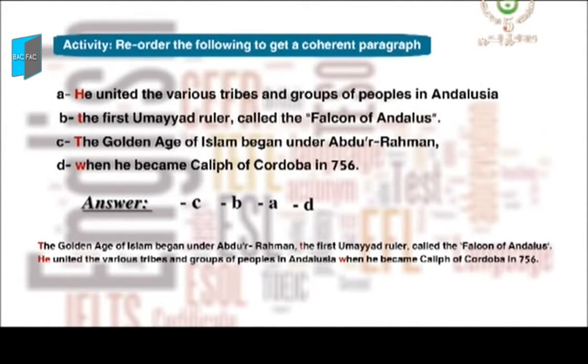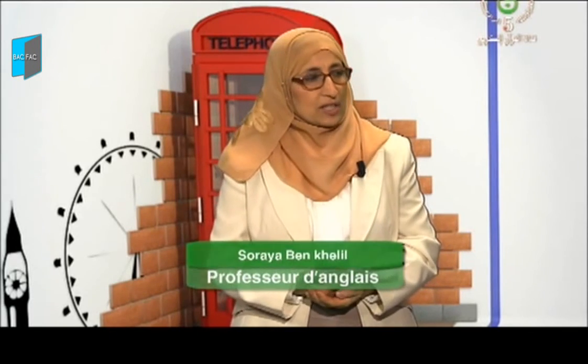Let's correct it. Which one is the first sentence? Good. The first sentence is C. The golden age of Islam began under Abdurrahman, then it's followed by B, the first Umayyad ruler called the Falcon of Andalus. The next sentence, he united the various tribes and groups of peoples in Andalusia. And the last one, when he became Caliph of Cordoba in 756. Good, that was our last course dealing with ancient civilizations.